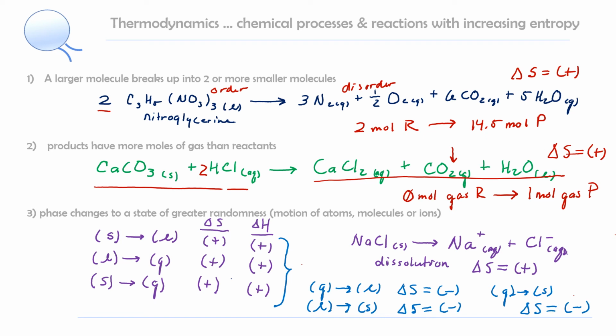Alrighty, and if we did the opposite of the dissolution process, remember that's precipitation formation. If the sodium ion and the chloride ion found each other and came out of solution to form the solid, this is a highly ordered crystal, so we're going from disorder to order. So precipitation would have an entropy change which was negative.